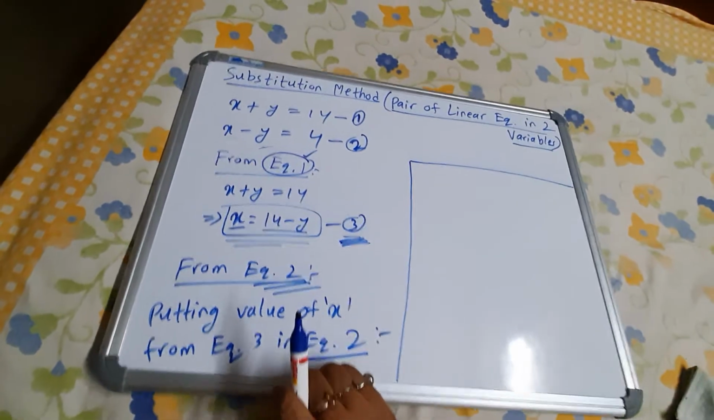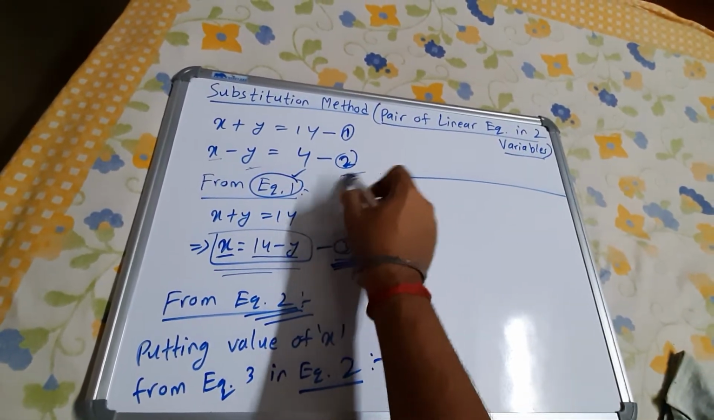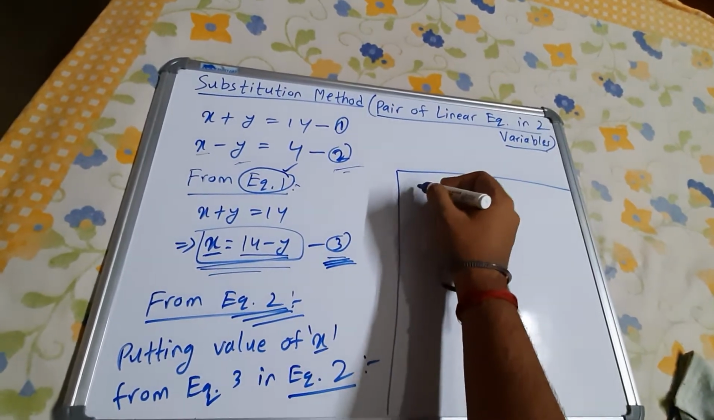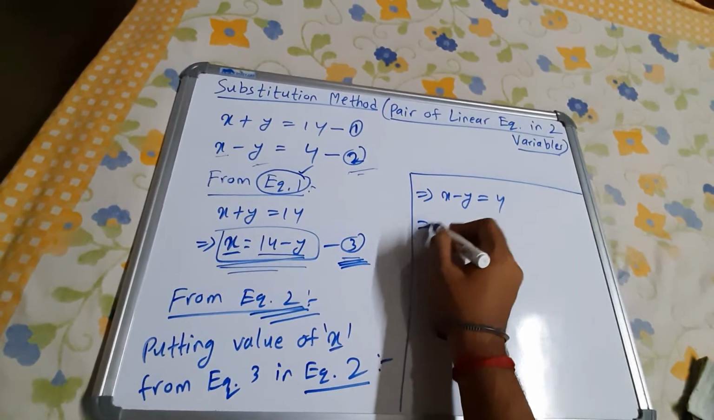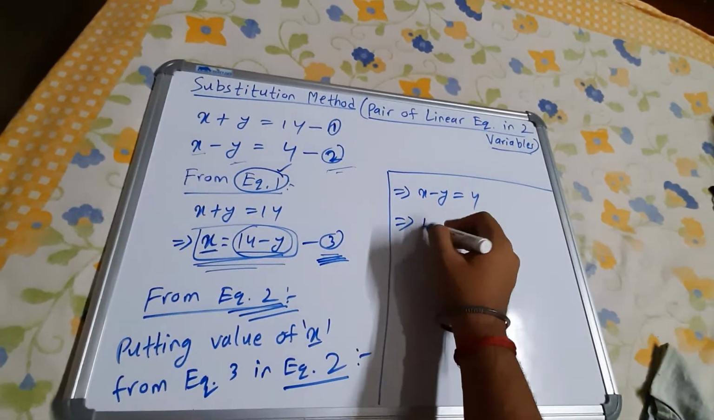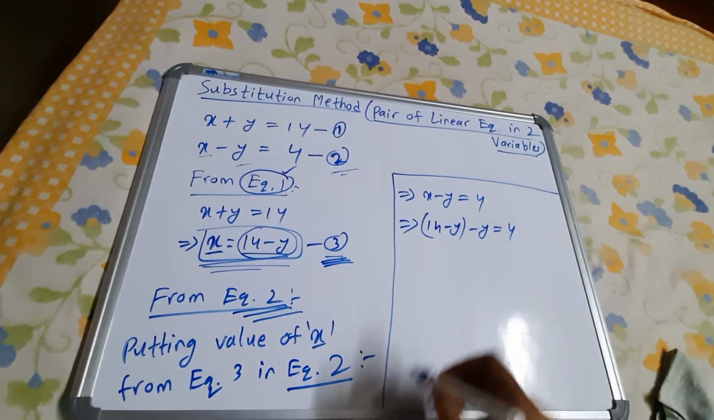Okay, now put the value of x in this equation, that is equation number 2. This is equation number 2. Put this value of x in equation number 2. So what is equation number 2? Equation number 2 looks like x minus y equal to 4. Now this value will be put in place of x. So x will be 14 minus y. See, I put the value of x like this.